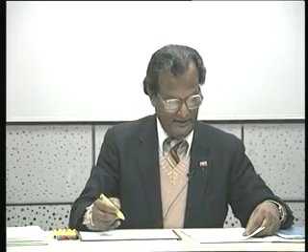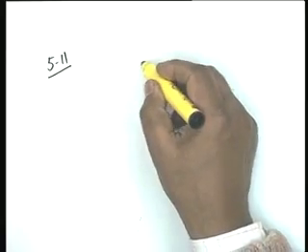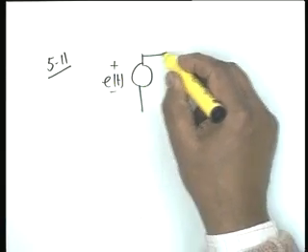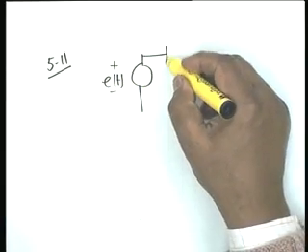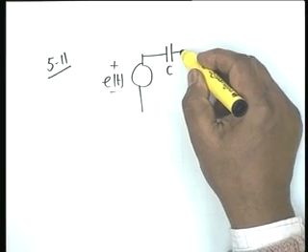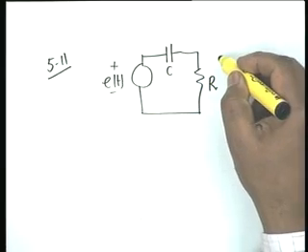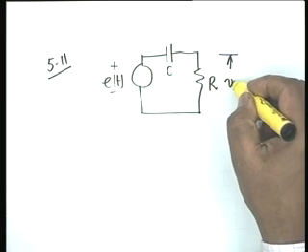I will first read out the problem and then solve it. The problem 511 says an RC differentiator circuit is shown in the figure. You have an E of t, this is the input, a capacitor C and a resistance R. This voltage is V0 of t.